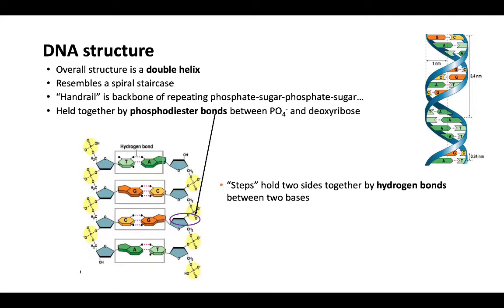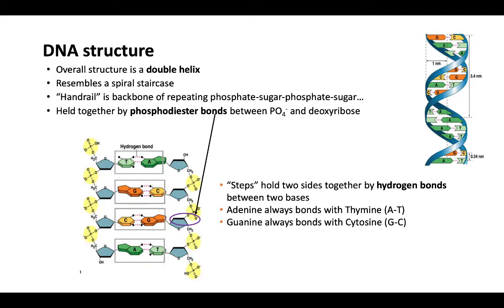And the base pairs are held together by hydrogen bonds between two bases. And in DNA, adenine always bonds to thymine, and guanine always bonds with cytosine. If you look at the picture, you can see the top base pair here. On the left is thymine, on the right is adenine.